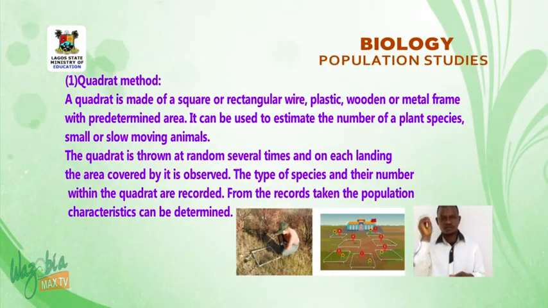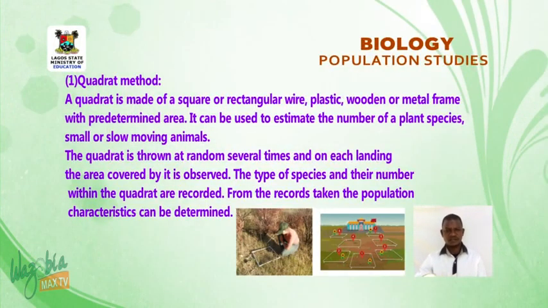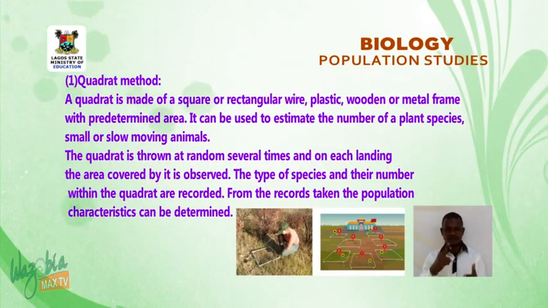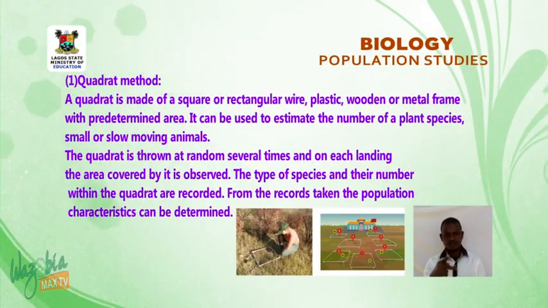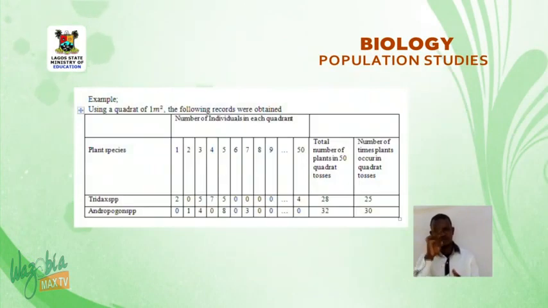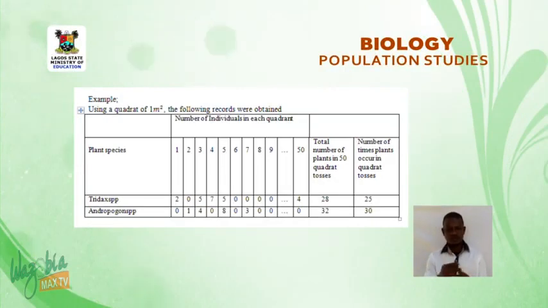The quadrat is thrown at random several times, and on each landing, the area covered by it is observed. The type of species and their numbers within the quadrat are recorded. From the records taken, the population characteristics can be determined. Example: using a quadrat of 1 meter squared, the following records were obtained.